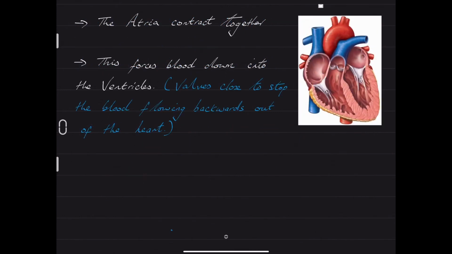So the next point for the atriums is that the atria contract together, and this forces blood down into the ventricles. The valves in the heart and in the blood vessels themselves close to stop the blood flowing backwards out of the heart. So the atria contract together, right and left, and this forces the blood into the ventricles.